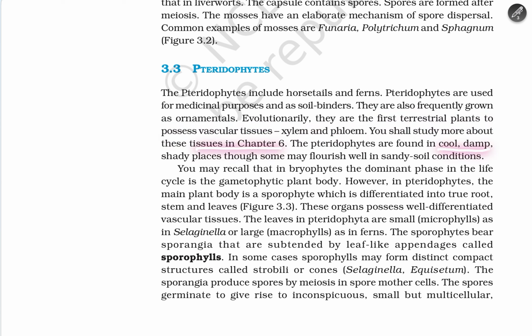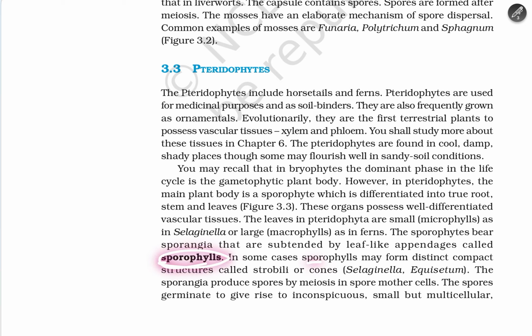Pteridophytes are found in cool, damp, shady places and may flourish well in sandy soil conditions. Recall that in bryophytes the dominant phase in the life cycle is the gametophytic plant body. However, in pteridophytes the main plant body is a sporophyte, which is differentiated into true root, stem and leaves. These organs possess well-differentiated vascular tissues. The leaves in pteridophytes are small microphylls as in Selaginella, or large macrophylls as in ferns. The sporophyte bears sporangia which are subtended by leaf-like appendages called sporophylls.